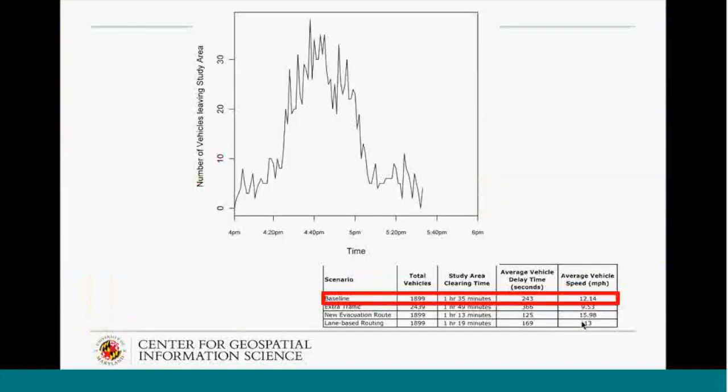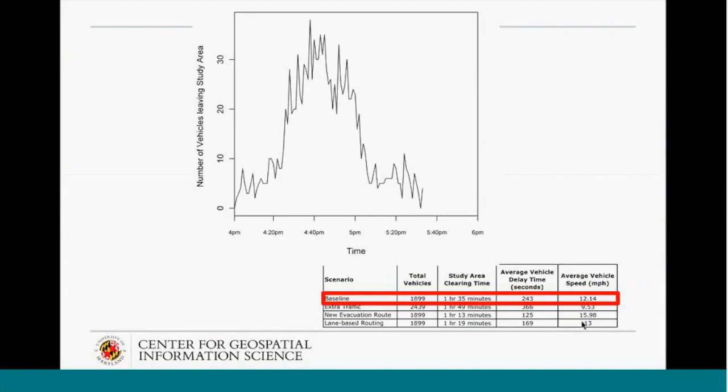So what you get from running a simulation like this is you get these nice graphs showing the number of vehicles that are leaving your study area over time, right? And then you can see the total number of vehicles, the clearing time for the study area, the average delay time in seconds for each vehicle, and the average vehicle speed, right? So all factors that are pretty important to consider when you're trying to figure out how to optimize an emergency evacuation plan.